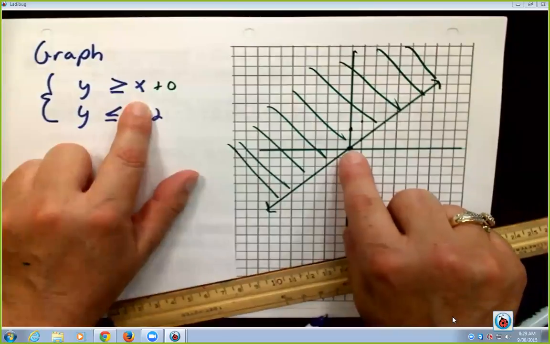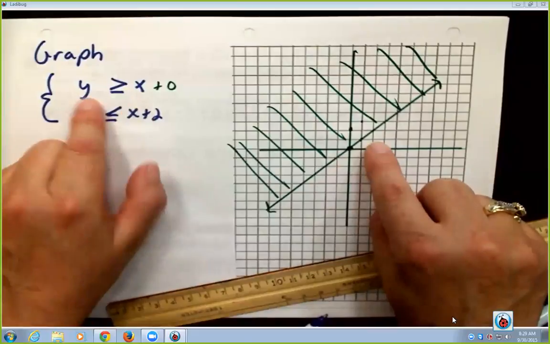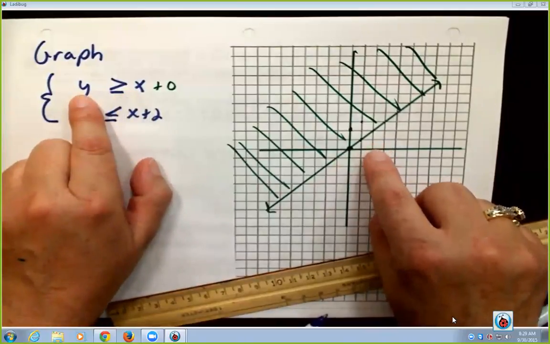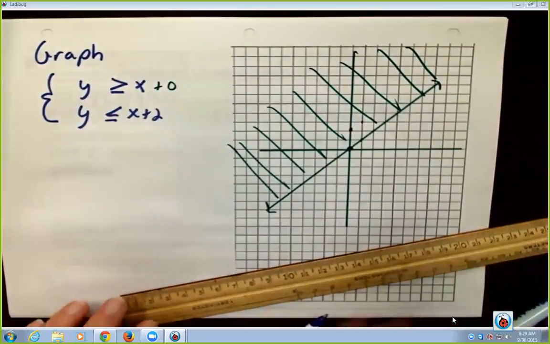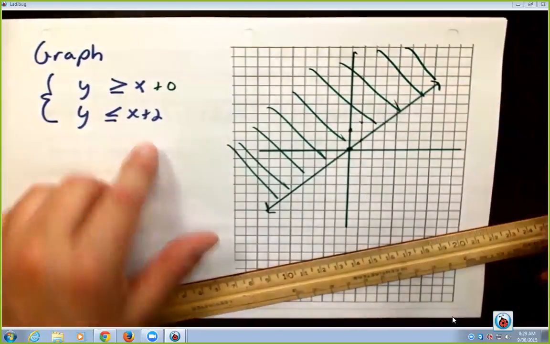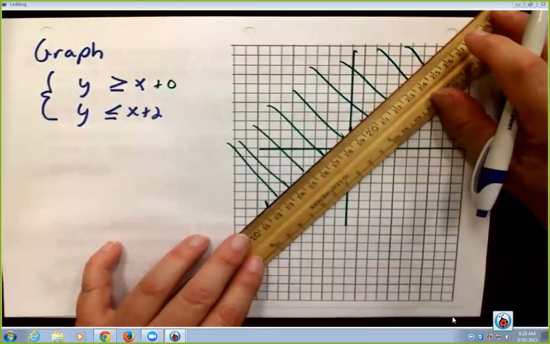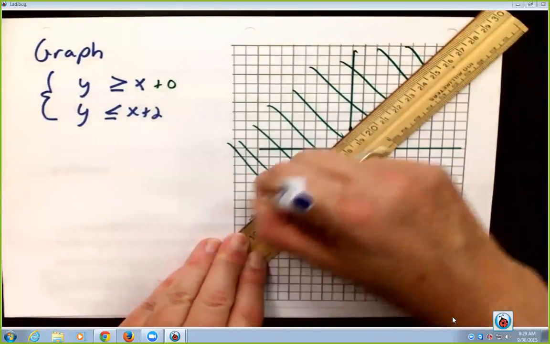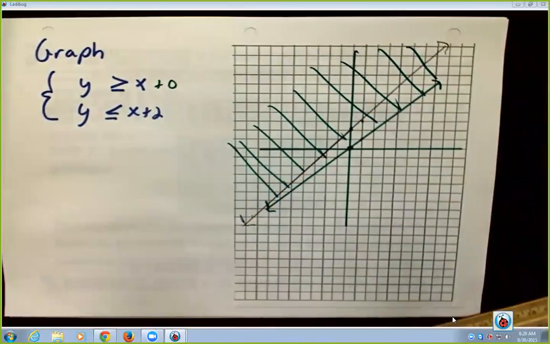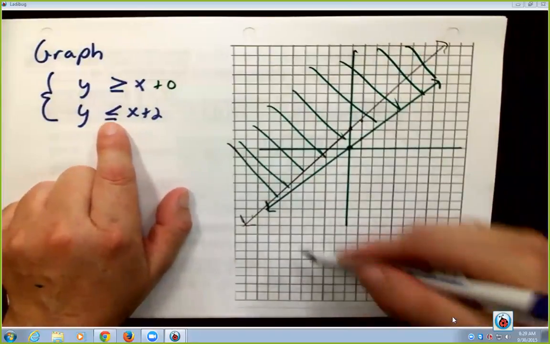I can't use the test point 0, 0, and I can't use 1, 1, so I'm going to use 2, 1. And so 2 is not greater than 1 for y, so I know I can't shade the bottom part. Now if I finish this other one, I'm up at 2, so I go up 1 and over 1. It is also a solid line, and it's going to shade below the line.